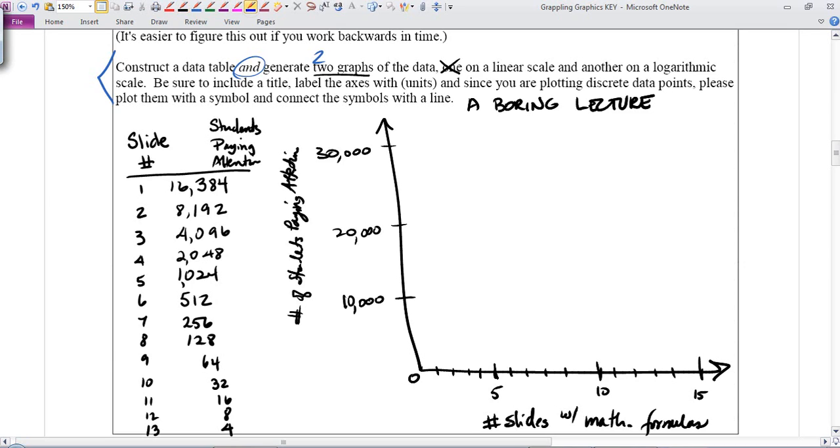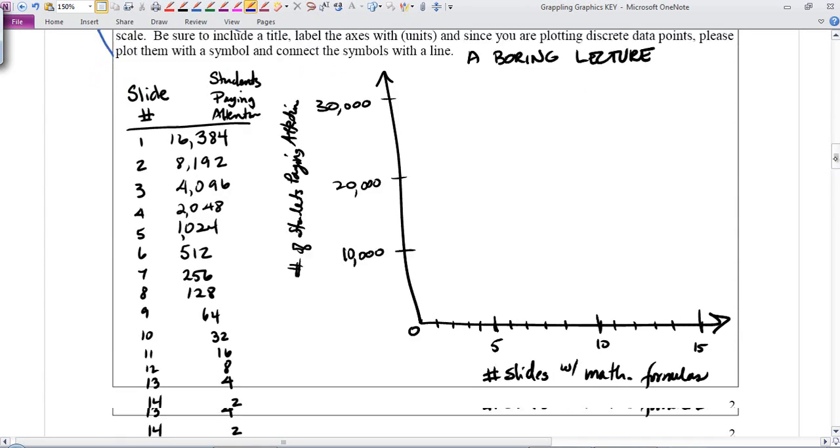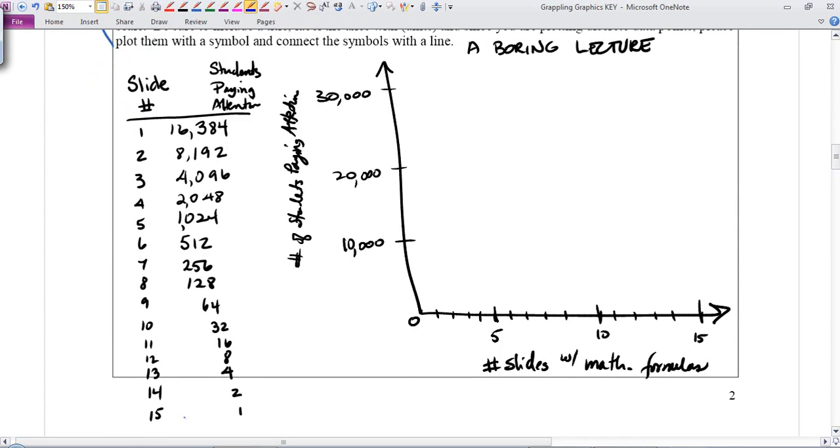Okay, so my symbol is going to be a dot. So looking at my data table, at 15 slides, I had 1 person paying attention. So that is just barely above that x-axis. At slide 14, I had 2, also barely above. Remembering that this is 10,000 right here. Okay, so these things are all crowded down here, and it's not really showing much delineation. There's where 4 might be. Here's where 8 might be. Here's where 10 might be. And, I'm sorry, not 10.